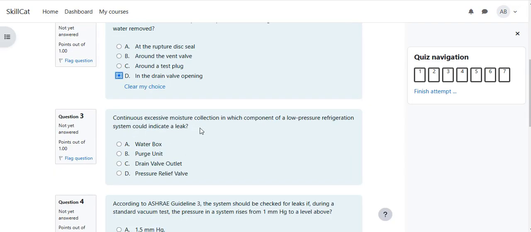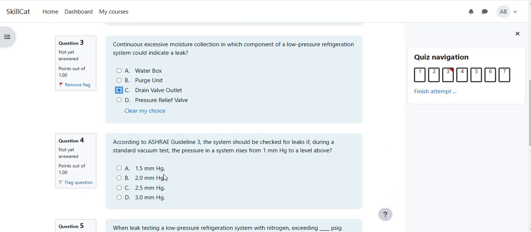Continuous excessive moisture collection in which component of low pressure refrigerant system could indicate leak? Moisture in water box, per unit, drain valve outlet, pressure relief valve. Continuous excessive moisture collecting in which component of low pressure refrigerant system could indicate leak? I'm not sure of this one. Drain valve outlet, I think.